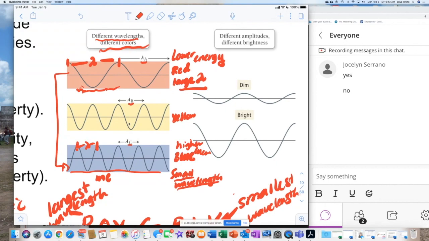Guess what my favorite color is? Blue. That is just a coincidence. It has nothing to do with the wave.